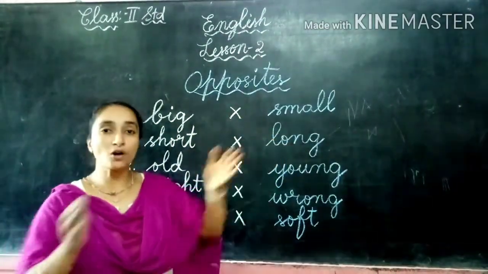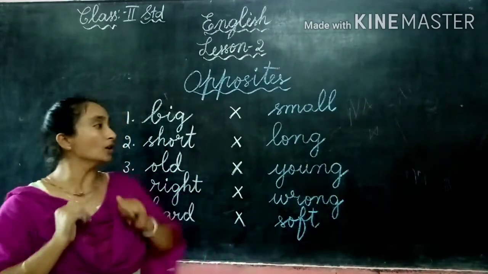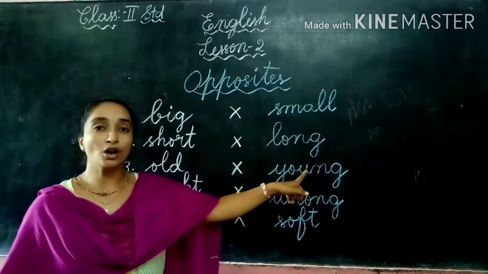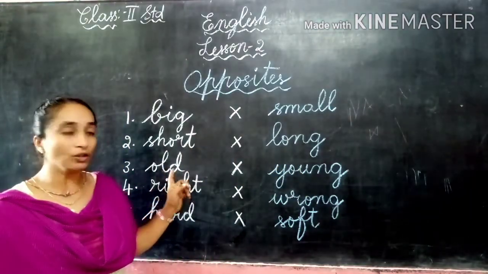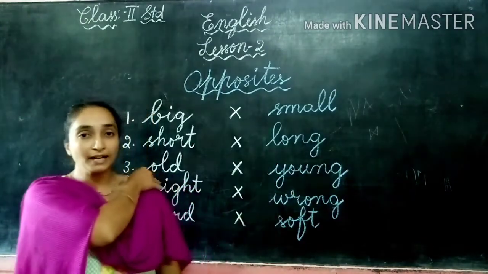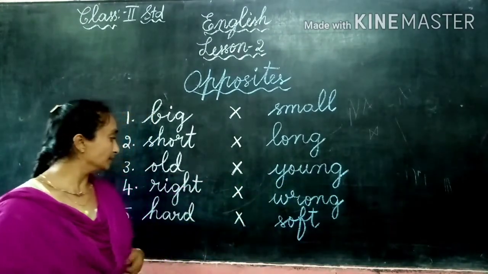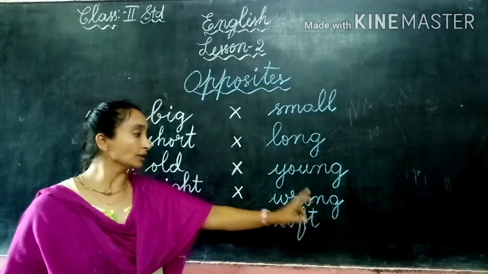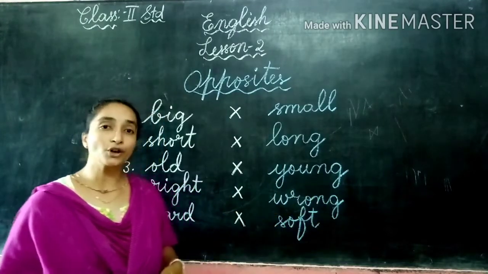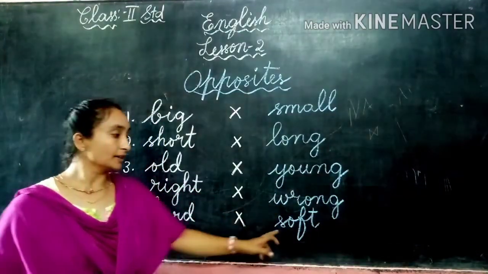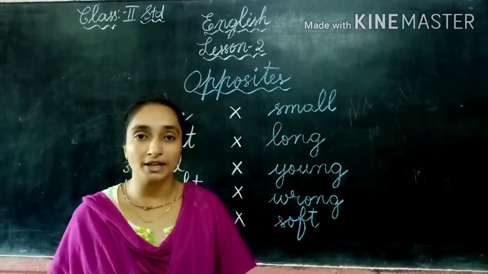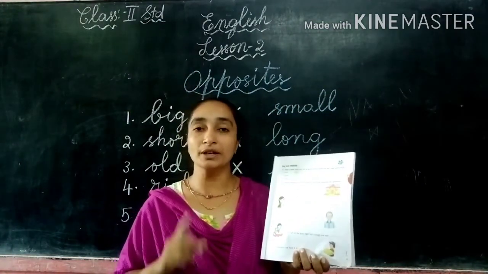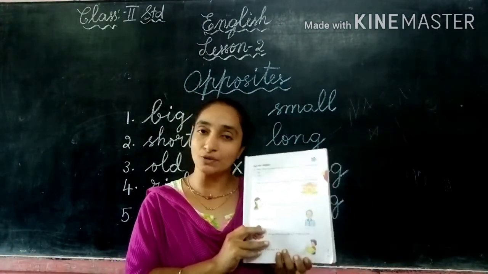Let us read these opposites, children, one more time. Big, small. Short, long. O-L-D, old. Y-O-U-N-G, young. Old, young. Right, wrong. W-R-O-N-G, wrong. H-A-R-D, hard. S-O-F-T, soft. So up to here, children, pages 18 and 19, two pages, we have completed.